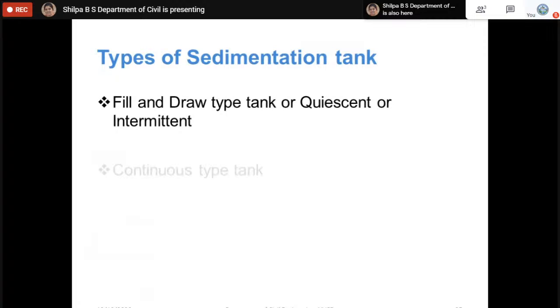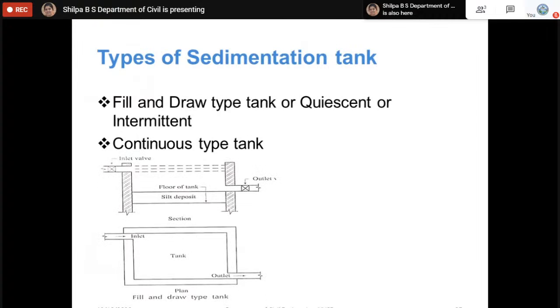There are various types of sedimentation tanks that can be used in water treatment. Depending on the nature of the flow, we can have the fill and draw type, or intermittent type, and the other one is the continuous type. This is the schematic sketch showing the fill and draw type, where the water is taken into a tank, it is filled, and after providing the treatment, it is taken out. That's why it is referred to as the fill and draw type.